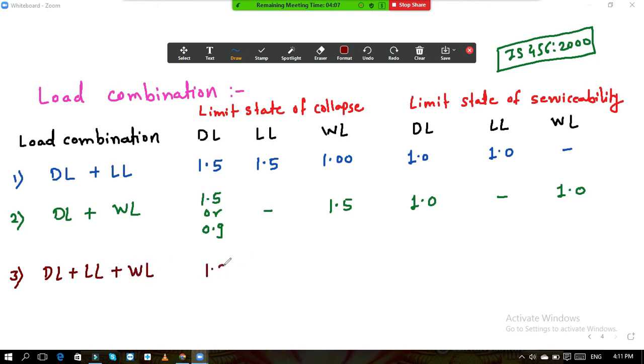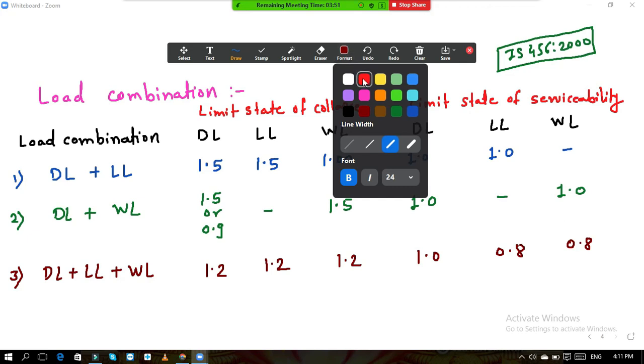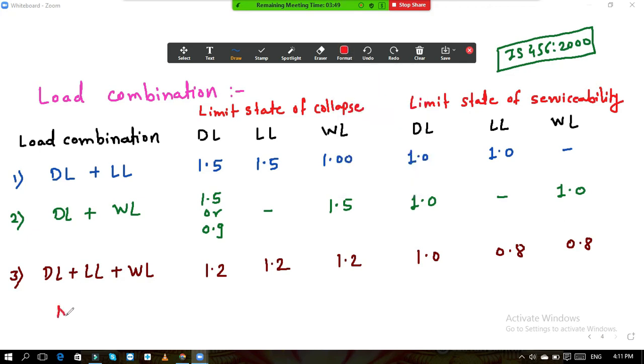So the factors are 1.2, 1.2, 1.2, and here 1.0, 0.8, 0.8. Okay. And an important note is that while considering the earthquake load, replace wind load by earthquake load.